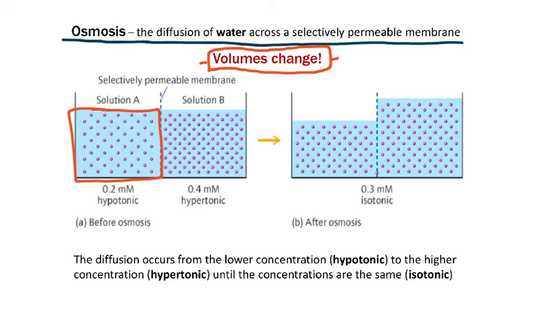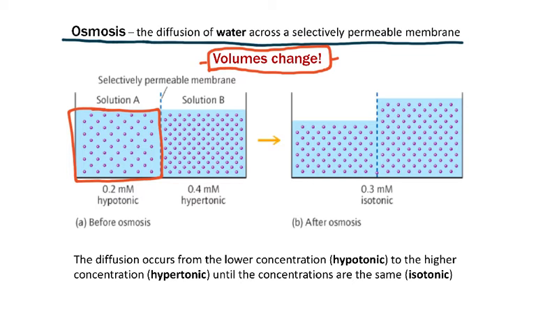Water is the thing that can move. So if water flows out, concentration will go up. At the same time, if water flows in to B, then it's going to have a higher solution volume and concentration will go down. And so water will flow from A to B, and osmosis will occur until they are isotonic, in this case exactly in the middle at 0.3.